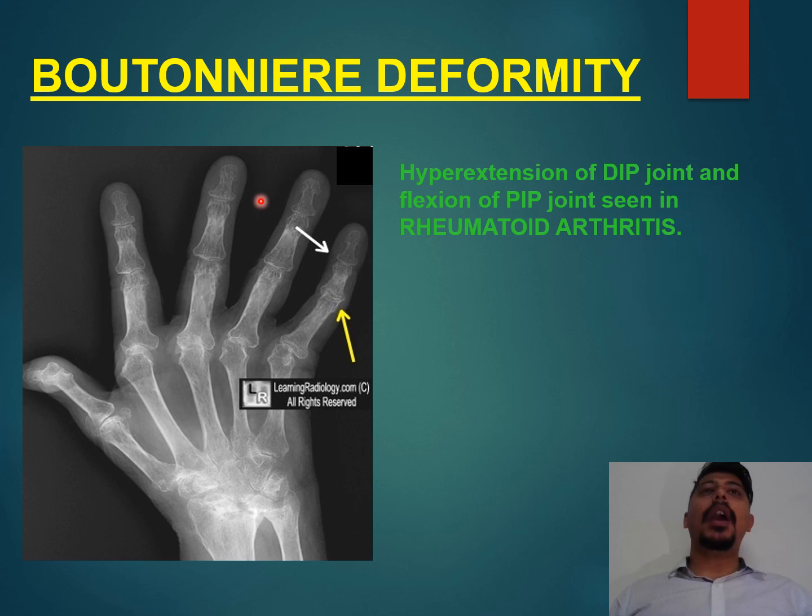Boutonniere's deformity. Hyperextension of the DIPs and flexion of the PIPs are seen in rheumatoid arthritis.